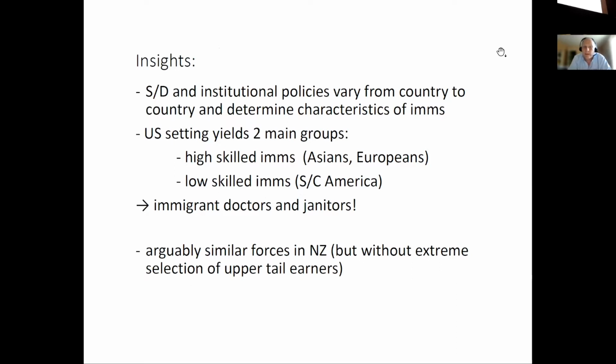And so the combination of the supply and demand factors in the US creates a very interesting pattern. I always describe it as a land of immigrant doctors and immigrant janitors. And I think that's probably true actually in New Zealand to some extent as well. So that creates a kind of conundrum. On the one hand, we've got lots of jobs for both of those types of workers. They're coming from different places and it's creating quite a bit of diversity. So what you mean by the immigrant workforce can matter.